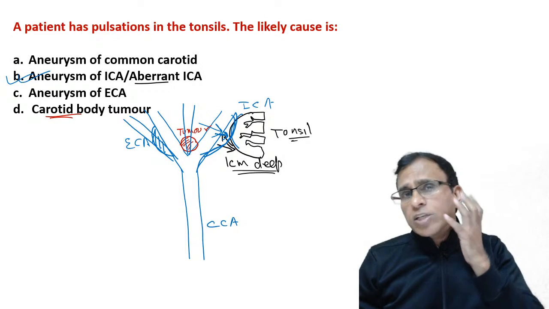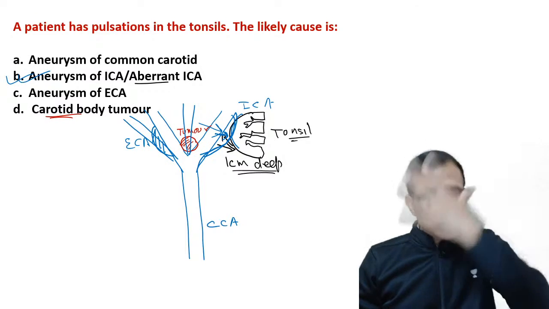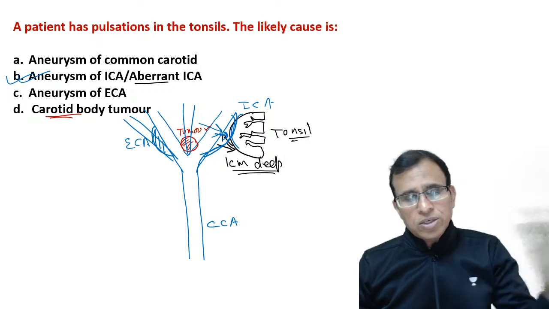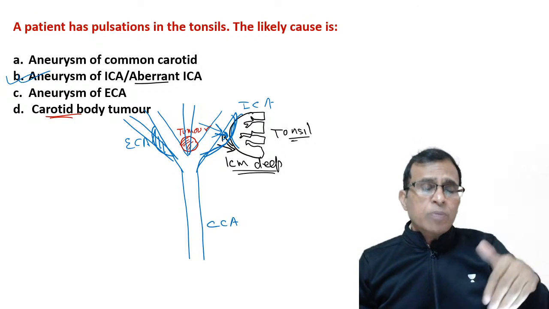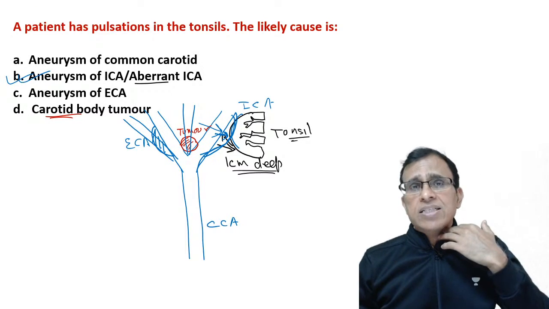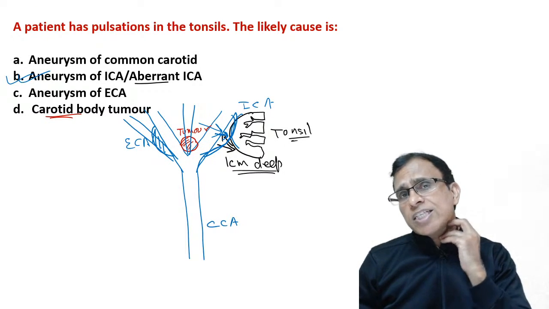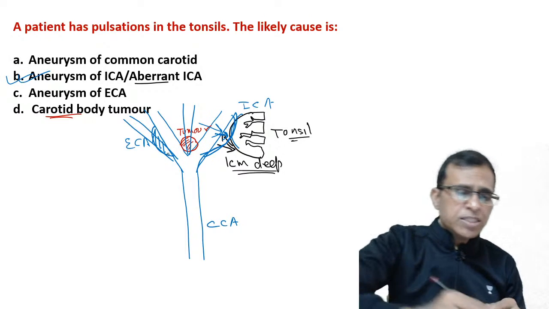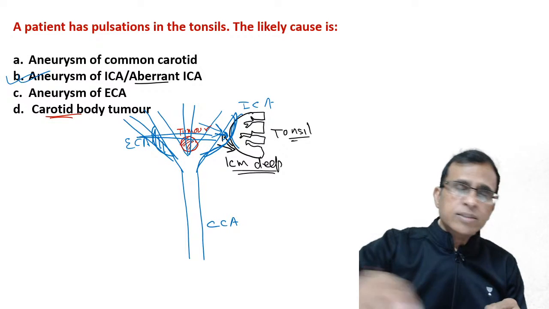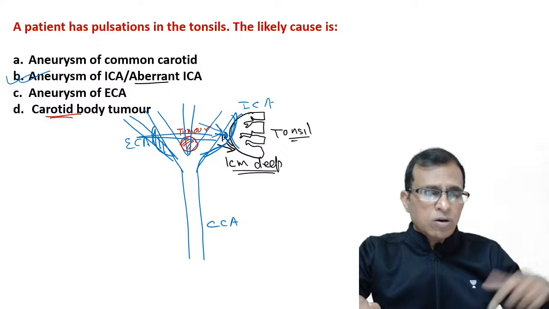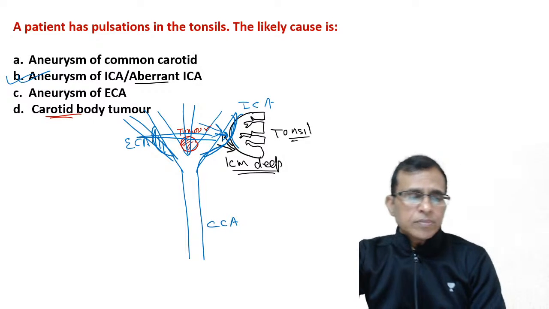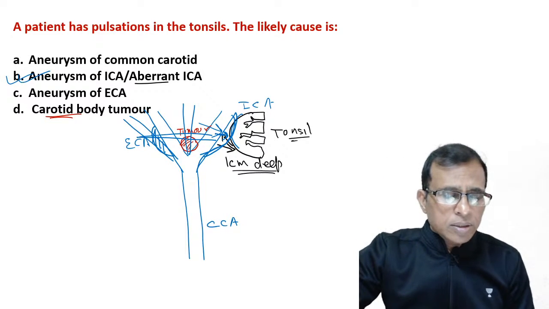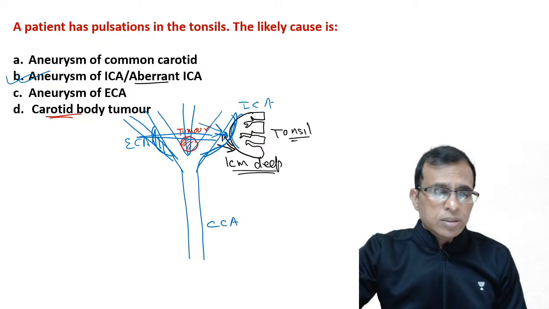External carotid is outside actually. We all know external carotid is outside. It's not inside. Tonsil is inside. So external carotid cannot, and common is very much lower down. In the neck it divides. So carotid body tumor is here in the neck. So this much is neck almost. Till here is the neck. That's why all this cannot transmit pulsation in the tonsil.